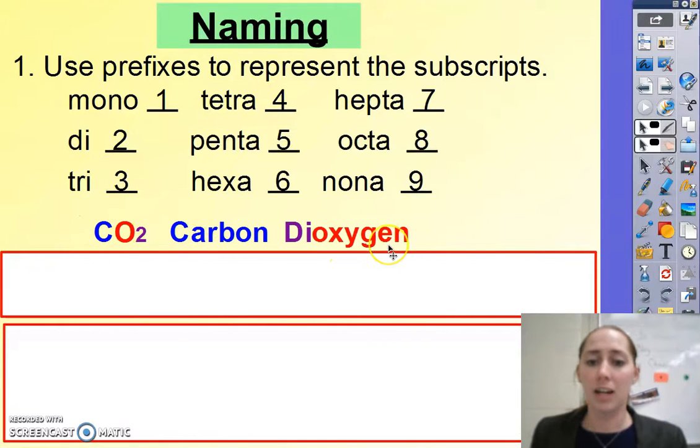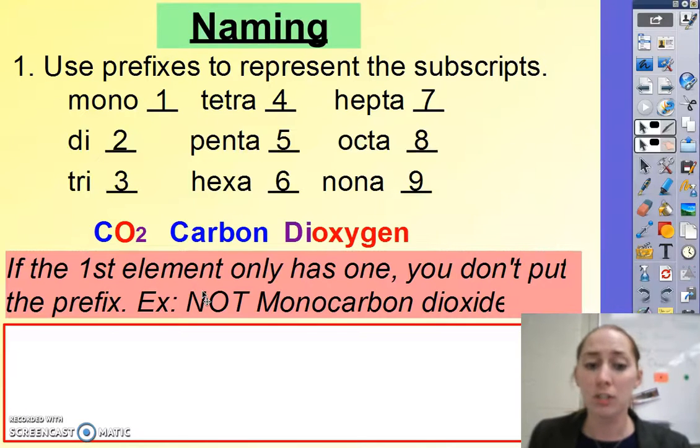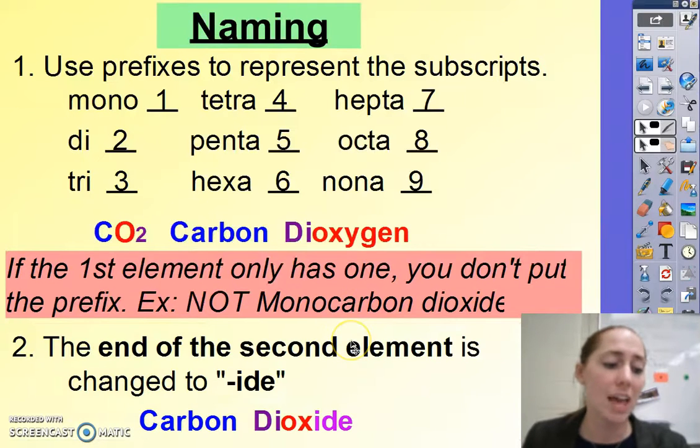So here we have CO2. So carbon dioxygen, because there is 1 carbon and 2 oxygens in the compound. You might be thinking, Ms. Cords, shouldn't it be monocarbon dioxygen since there's only 1 carbon? Well, when the first element only has 1, you don't put the prefix. So it's just carbon dioxygen. And lastly, just like ionic compounds, you need to change the end of the last element to "ide" to show it's part of a compound. So we have carbon dioxide.